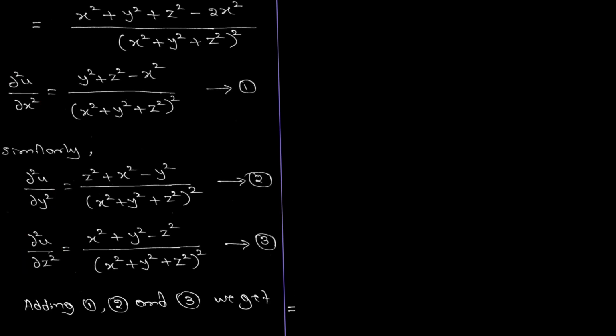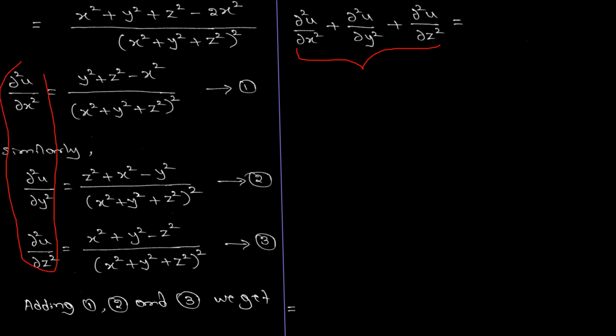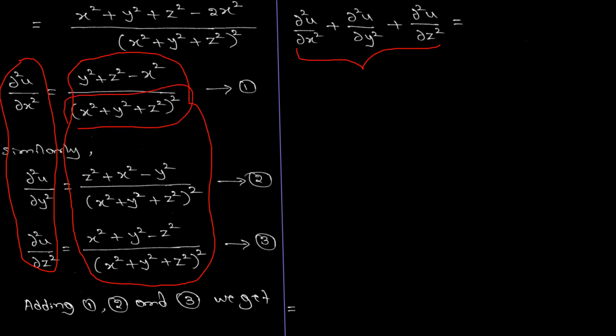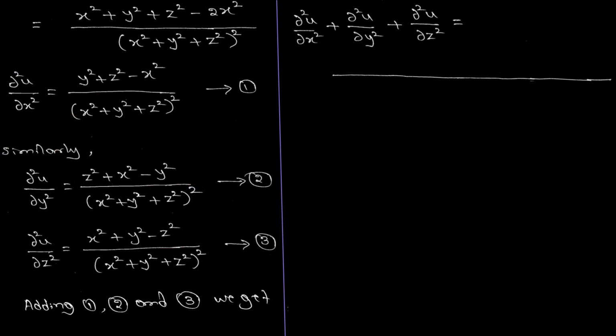Adding 1, 2 and 3 we get. That is, we have added all the LHS of these three equations. Now we will add all the RHS parts. In the RHS we can see the denominators are the same. All three denominators from three equations are the same. So when we take the LCM, this will be the denominator when we add, because it is the same in all three equations.